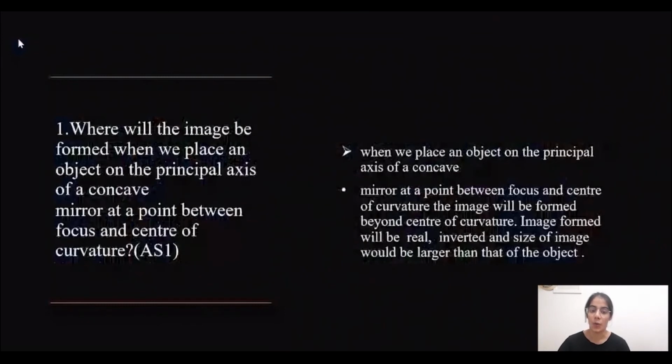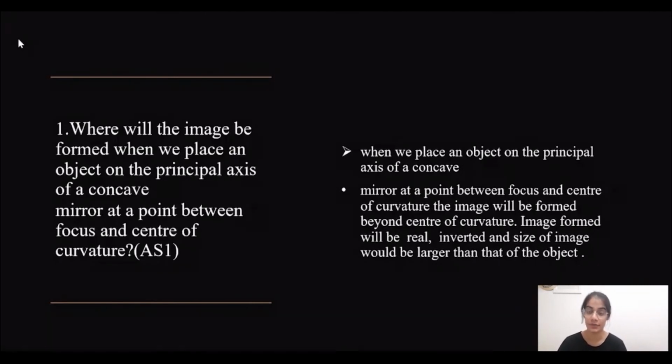Question 1. Where will the image be formed when we place an object on the principal axis of a concave mirror at a point between focus and center of curvature? We know this right now. This is a concave mirror. We know that a concave mirror produces virtual images only when the object goes beyond focus. So right now it is between focus and center of curvature.